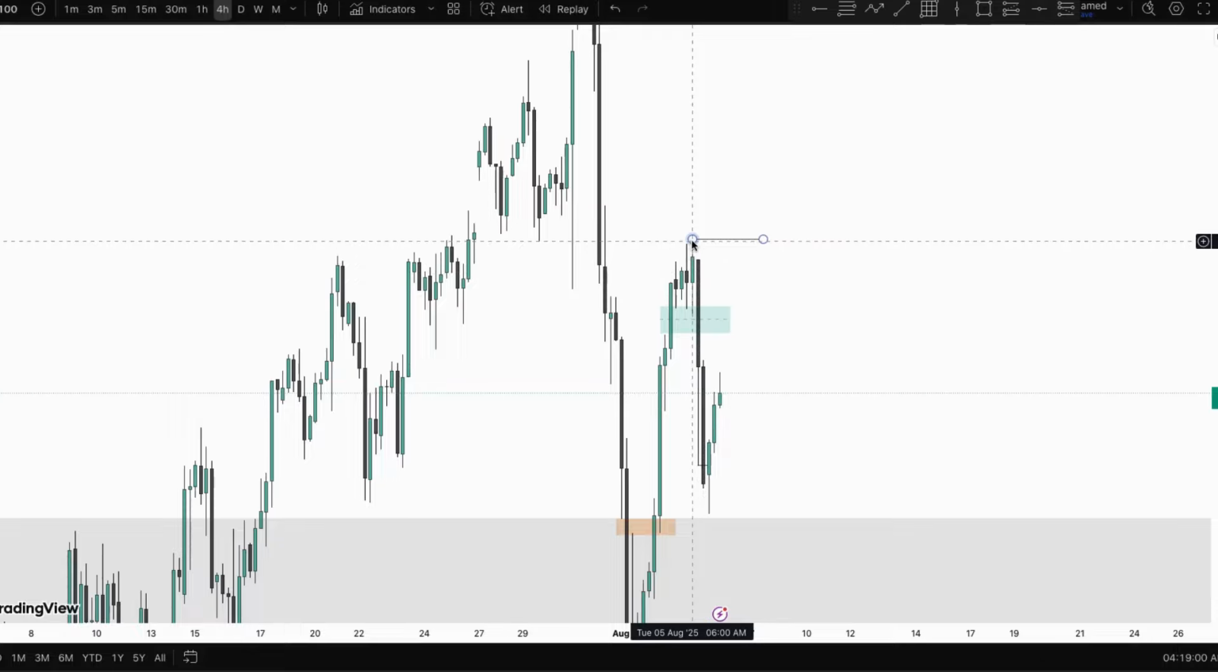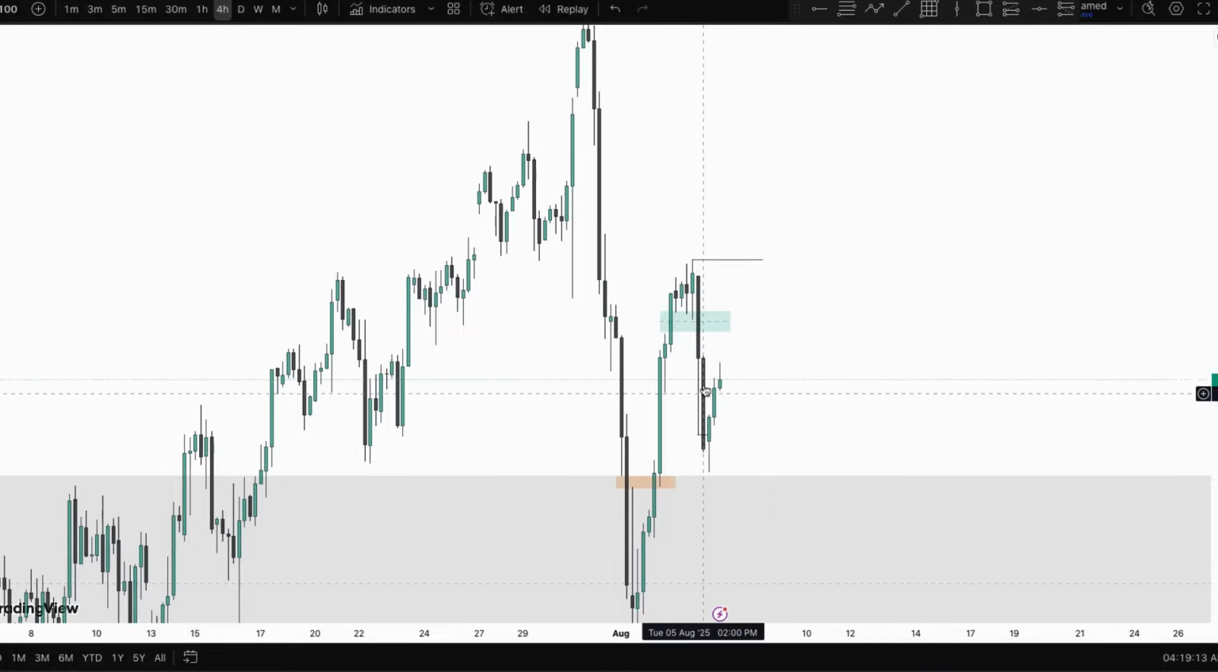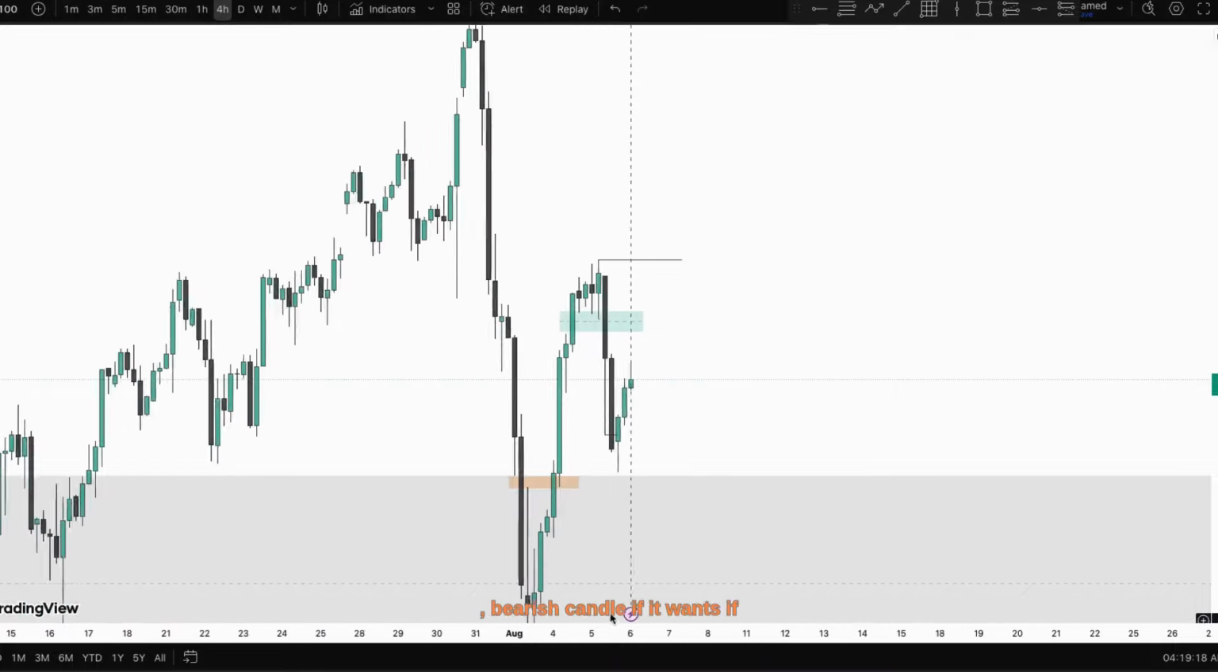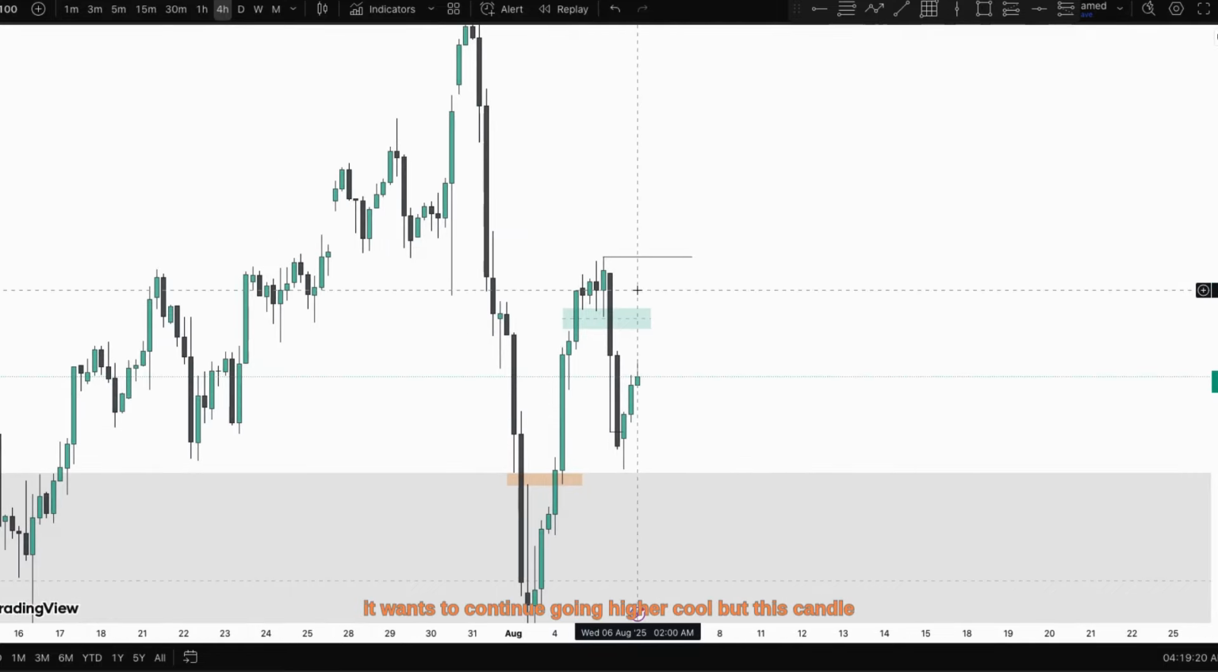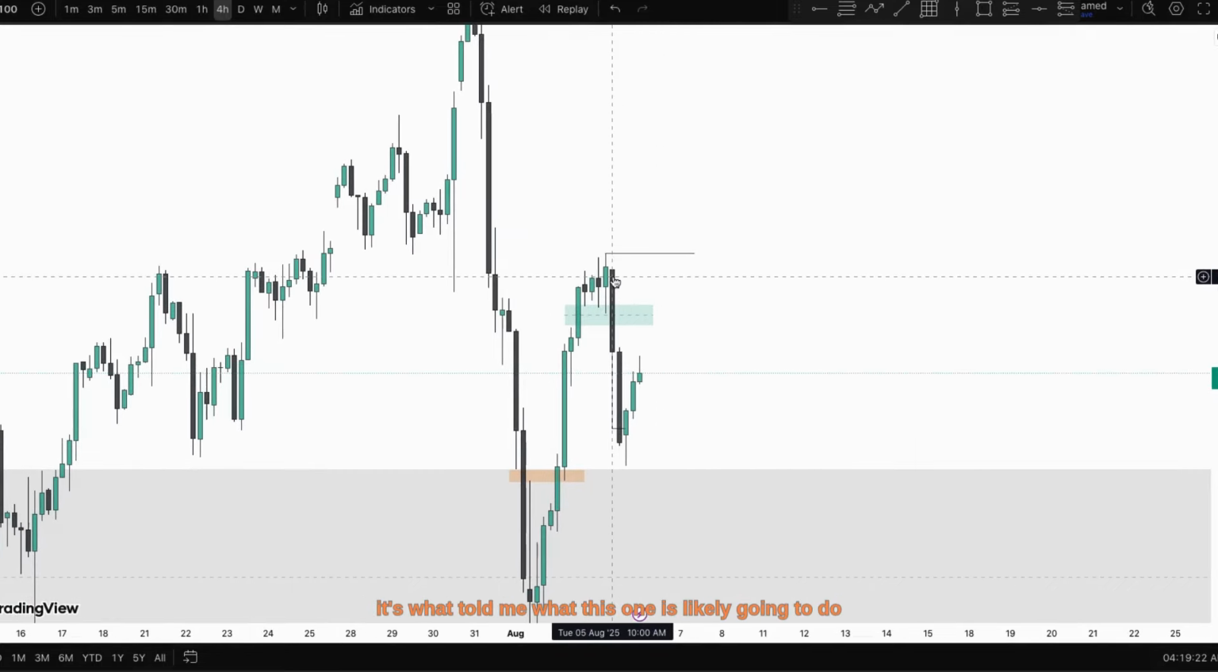Even though there's no structure here that it broke, you have to respect what this candle is telling you. I expected this 6 a.m. candle to do what this one did, but since this one didn't do it and it was this one, cool, fine. We can trade this next candle, and we expect this next candle to be bearish. If it wants to continue going higher, cool. But this candle is what told me what this one is likely going to do.